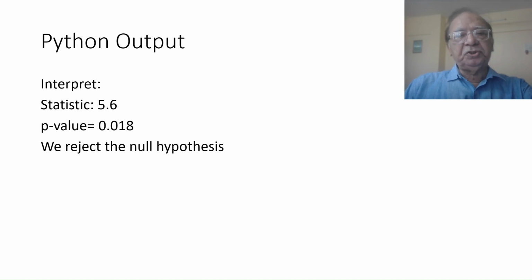Python now reports two important values. The first is the McNemar test statistic and the second is the p-value. The interpretation is exactly the same as in SPSS. If the p-value is less than the chosen significance level, usually 0.05, we reject the null hypothesis and conclude there has been a significant change in responses after intervention.